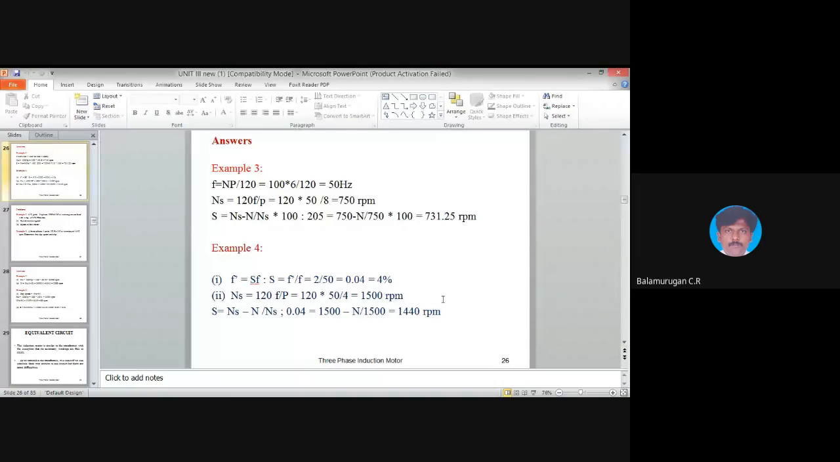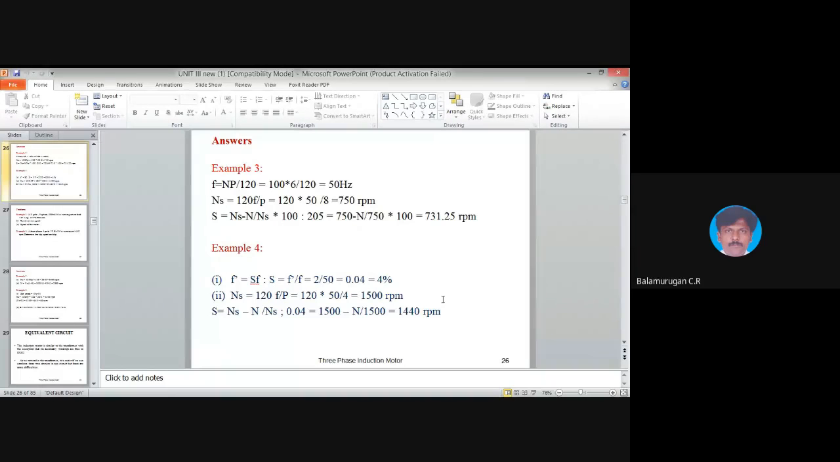So what does slip mean? The slip term is available only for the induction motor. In the case of a synchronous motor, the slip is absent because the rotor speed and stator speed are the same. So in the induction motor, what is the slip? We have a formula.